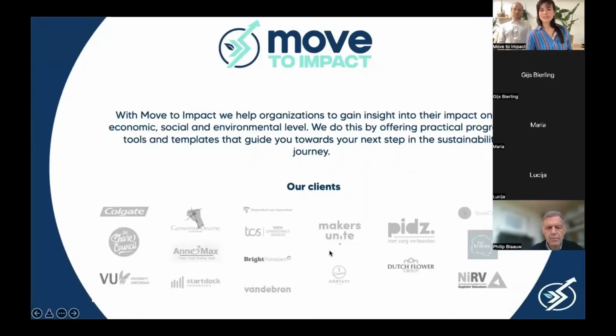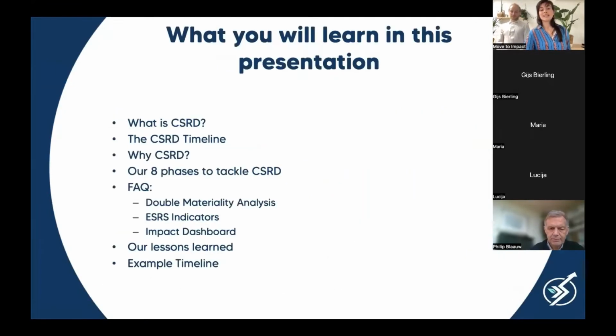Perfect. So what we will dive into today is: what is CSRD, and the CSRD timeline. What are the dates you can expect in the next year, in the next 2 years? What is to come? Which companies are involved? Why is CSRD coming? Our 8 phases we developed to tackle CSRD for all kinds of companies, which are not dependent on changes in the process. They are really the general steps you need to have. Then the frequently asked questions about materiality analysis, ESRS indicators, our impact dashboard that we are developing with our clients within the process of making them CSRD ready, our lessons learned, and also an example timeline for your company, so that you know how long the phases will take and why it is really important to start.